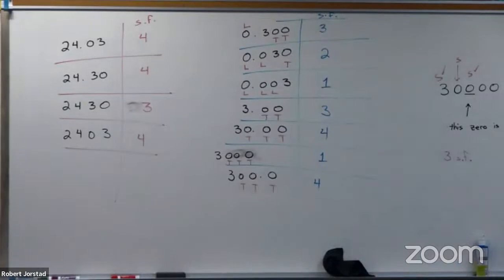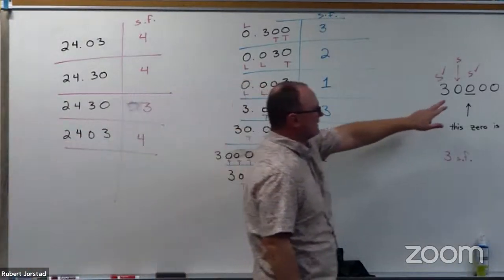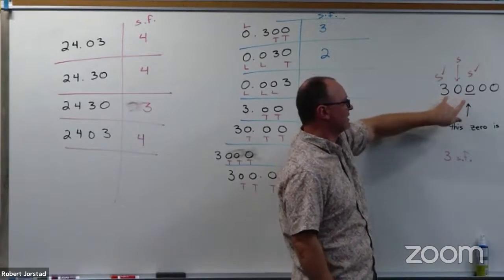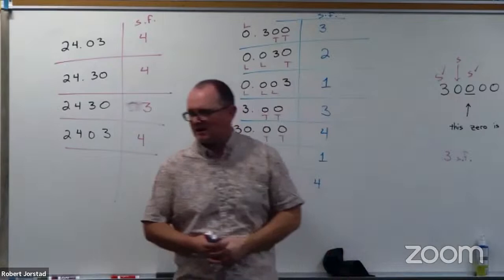And just to show you again, that's what I was saying right here. Once this one becomes significant, you can treat it like a non-zero. And then these ones are significant. This one is significant because it's between two significant. I think that's enough on that.